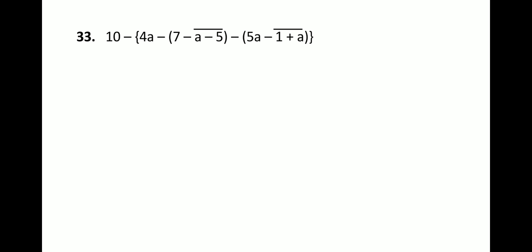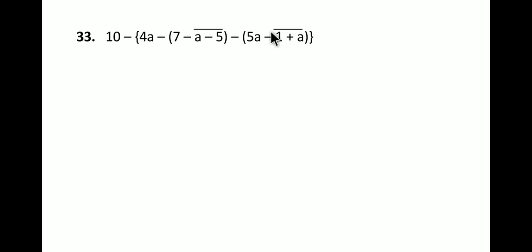Lastly, question number 33 is there. 10 minus 4a minus 7 minus a minus 5. This is the vinculum, or a bar bracket, on top of a minus 5. This means that a minus 5 is inside the bracket. Minus 5a minus 1 plus a, which is inside the bar bracket. So 1 plus a is inside the bar bracket.